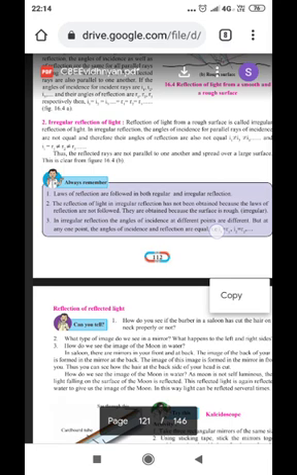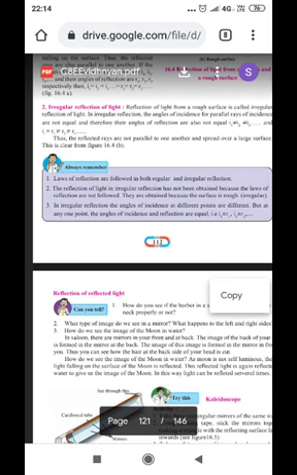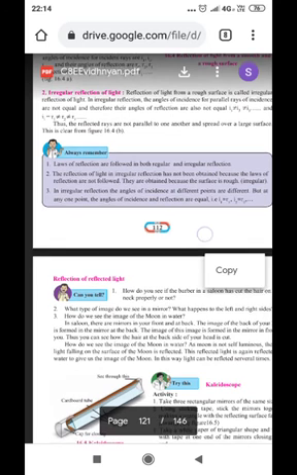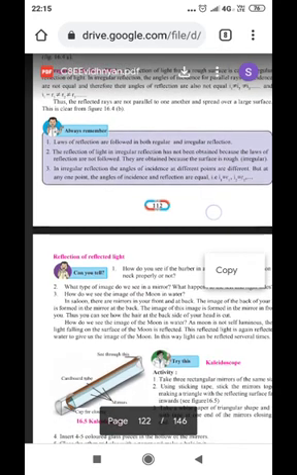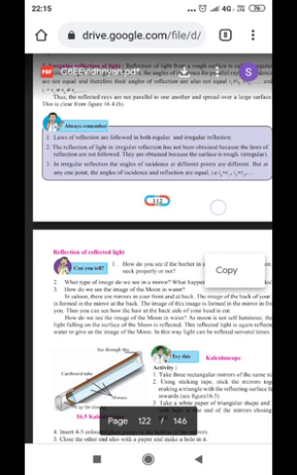Now, irregular reflection of light. The reflection of light from a rough surface is called irregular reflection of light. In irregular reflection, the angles of incidence for parallel incident rays are not equal, and therefore the angles of reflection are not equal. So here I1 is not equal to I2 is not equal to I3, and therefore R1 is not equal to R2 is not equal to R3. Thus the reflected rays are not parallel to one another and spread over a large surface. This is clear from figure 16.4b.